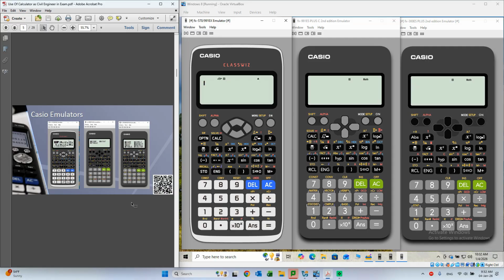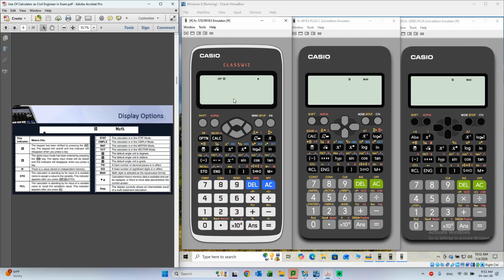So those are the Casio emulators. Someone can download them from the Casio website, and you can have them on your computer. It allows a 3 month trial version that you'll be able to use to practice with those calculators on your computer.